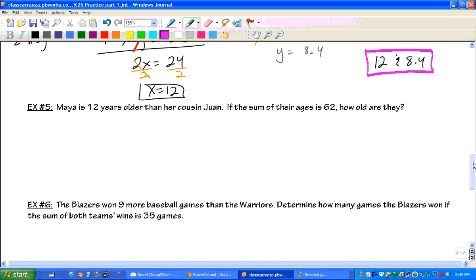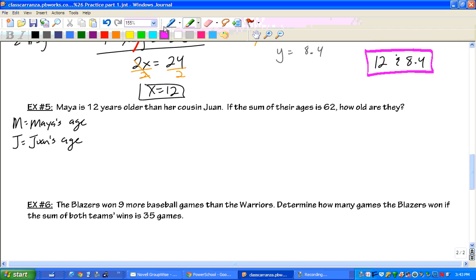All right, example number 5. It says Maya is 12 years older than her cousin Juan. If the sum of their ages is 62, how old are they? Now, this is the only time where I would not use x's and y's, just because it might be a little confusing. So, I'm going to use an m for Maya's age, and a j for Juan's age.